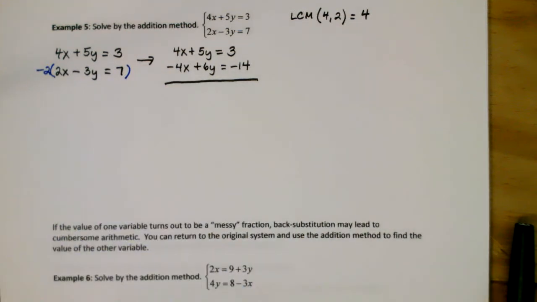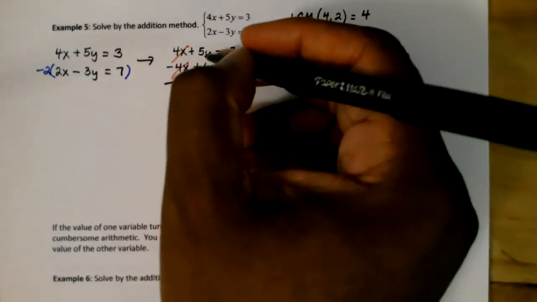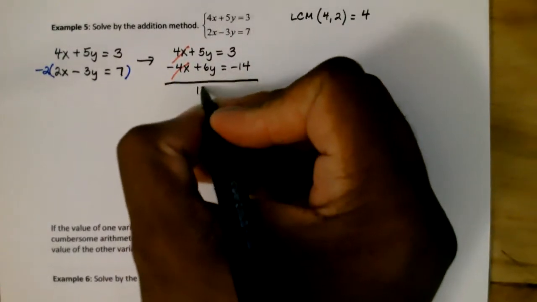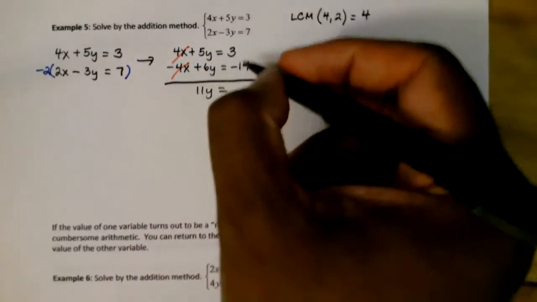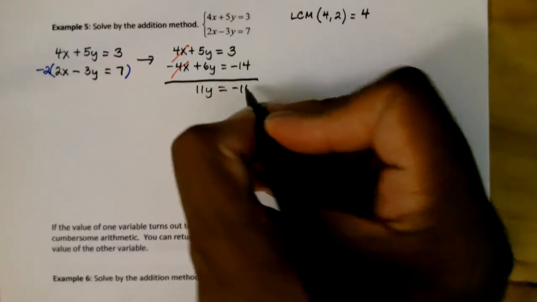When I combine those two, they're gone. The x's are eliminated when I combine those two. And now when I have 5y plus 6y, add those together, you'll get 11y equals 3 plus -14, -11.